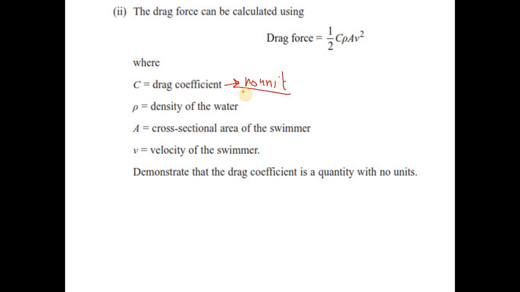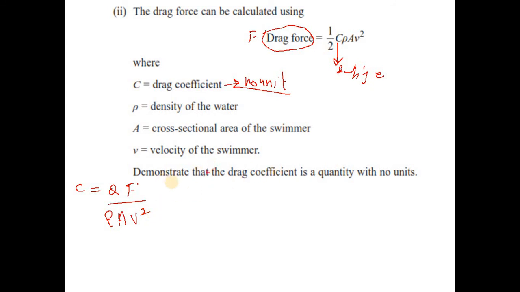And how do we do that? First of all, we need to make C the subject of this equation. If you do that, C is equal to, I'm using letter F for drag force, 2F divided by rho A and V square.